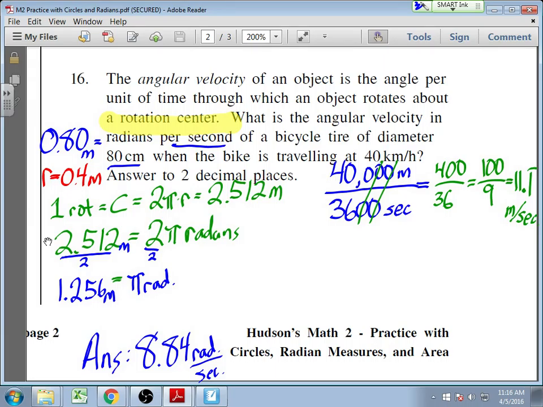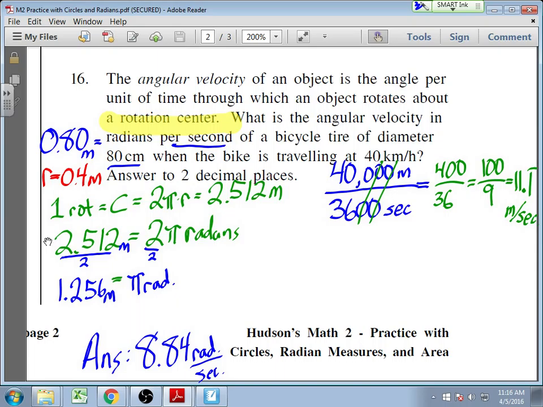In this circle, pi radians equals 1.256. How do we get to the answer? What do we do? What you guys kept saying, the pi over 180 or the 180 over pi, that's when we're converting between degrees and radians. I'm not converting between degrees and radians right now. I'm converting between length or distance and radians.